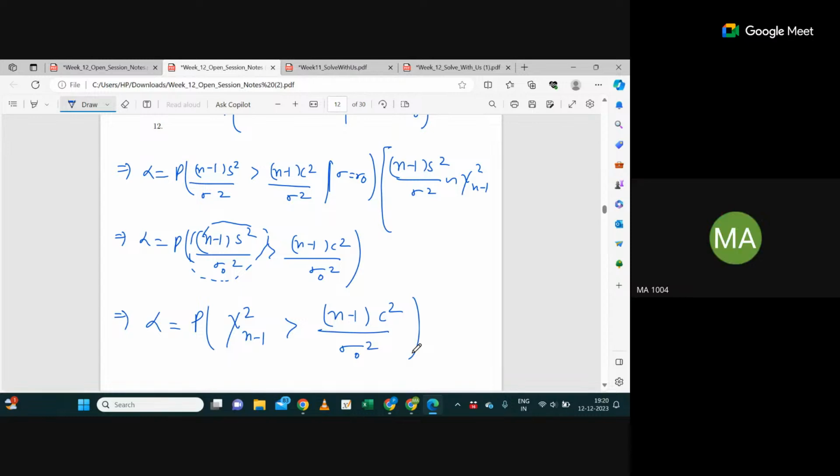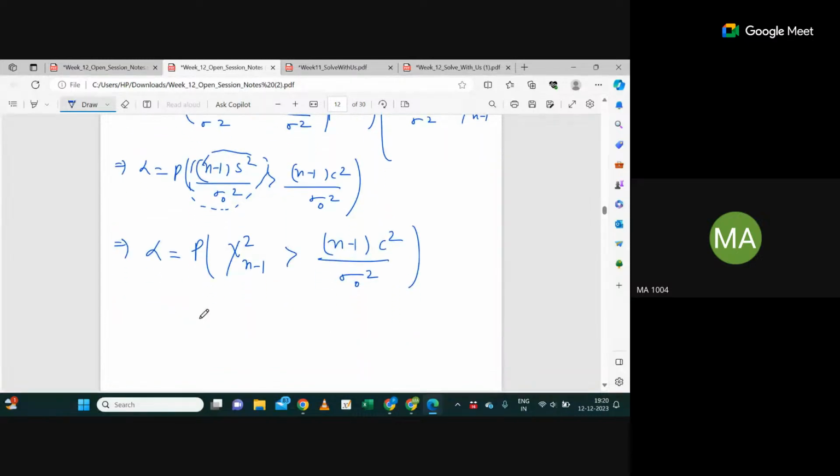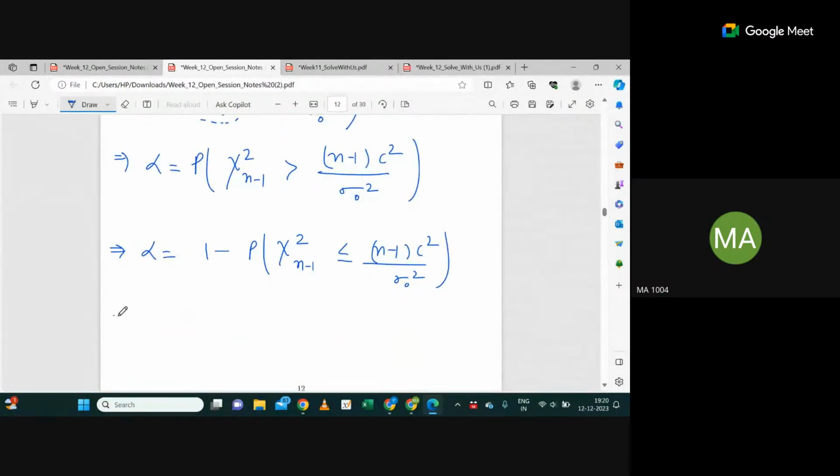Till this point, you are able to relate, right? How we can convert in the respective statistics. Now we have to convert in CDF. So to convert in CDF form, I have to do it on the less-than side, right? So it will be chi square n minus 1 less than or equal to n minus 1 times c square divided by sigma naught square. So this part will be 1 minus capital F, the CDF of chi square n minus 1, of this value: n minus 1 times c square divided by sigma naught square, right?